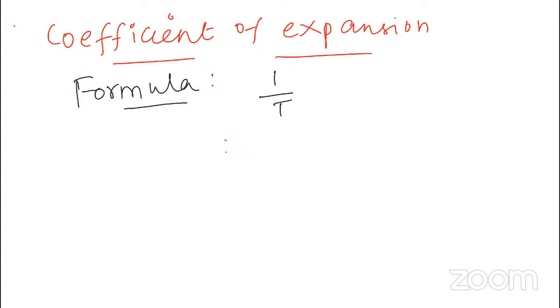Time is calculated by the unit second. And temperature is calculated by the unit, that is Kelvin. Okay. Here the formula is 1 by T. So the coefficient of expansion, the formula is 1 by T. Here T represents the temperature. Okay. So don't be confused with that.